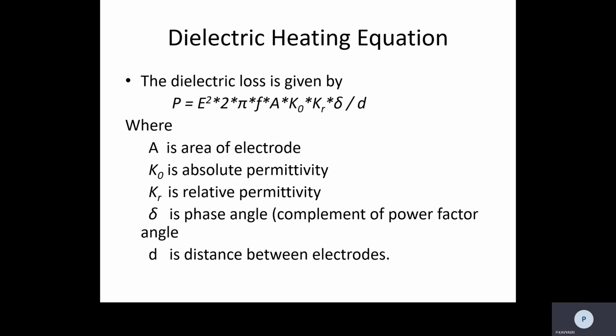Now we will see the dielectric equation. Here P = E² 2πf A K₀ Kr tan δ / d. Here A is the area of the electrode, K₀ is the absolute permittivity, Kr is the relative permittivity, δ is the phase angle which is the complement of the power factor angle, and d is the distance between the electrodes.